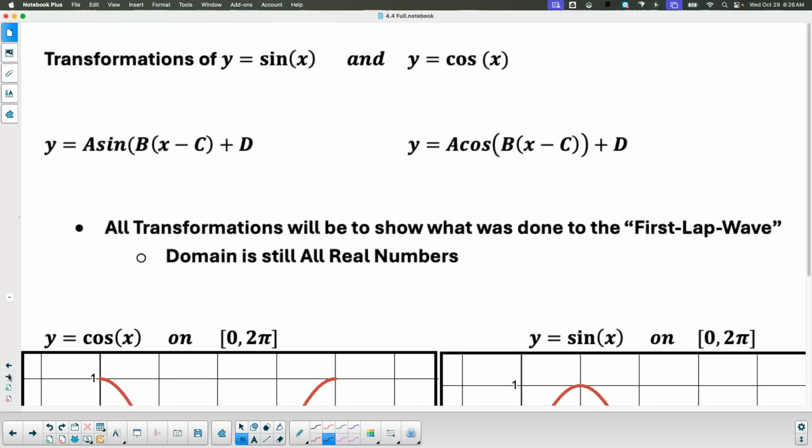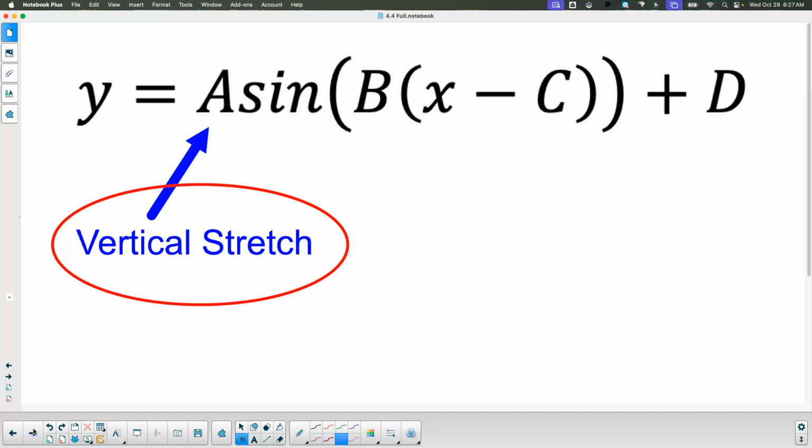All right, so as we talked about kitchen sink day, we're going to have different transformations to those first lap waves. And again, the domain is always going to be all real numbers. No matter what transformations happen, the domain is all real numbers. No restrictions on sine and cosine. Today, I want to focus in on this A value. This A value is going to be for the amplitude. That's going to be your vertical stretch.